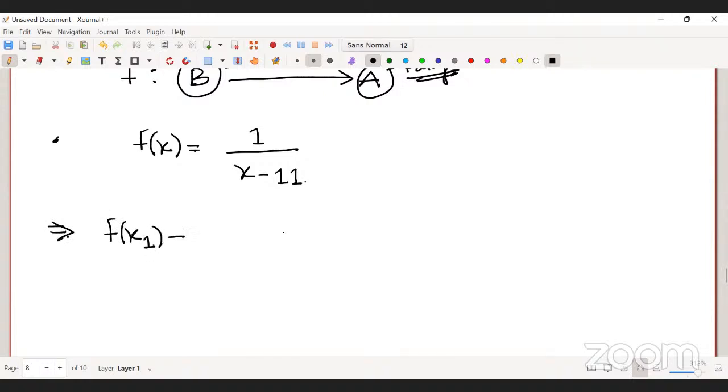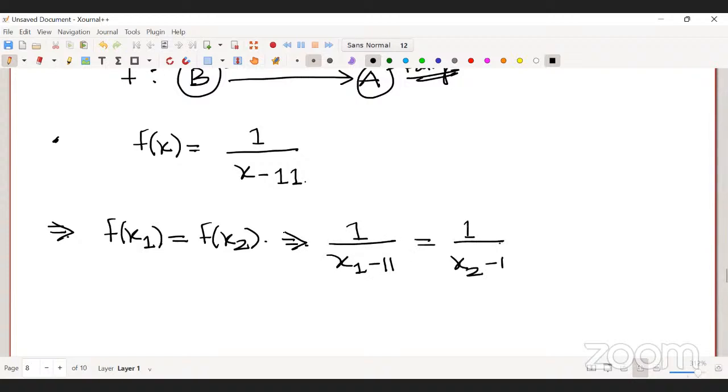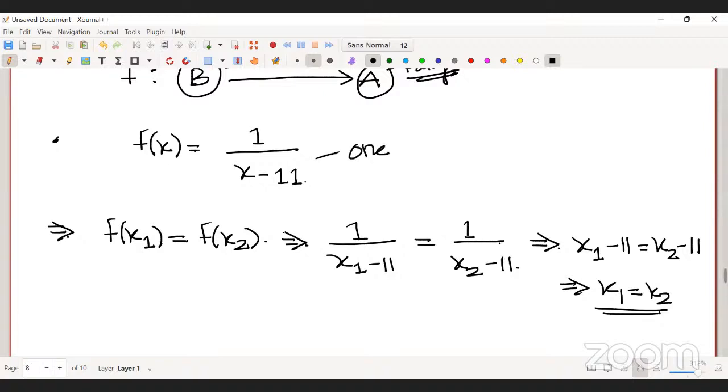Suppose f of x1 is equal to f of x2. That means 1 by x1 minus 11 equals 1 by x2 minus 11. So if I take the reciprocal, what will I get? I'll get x1 minus 11 is the same as x2 minus 11. That means x1 is equal to x2. So that means my function, whatever I have written here, is a one to one function from R to R.